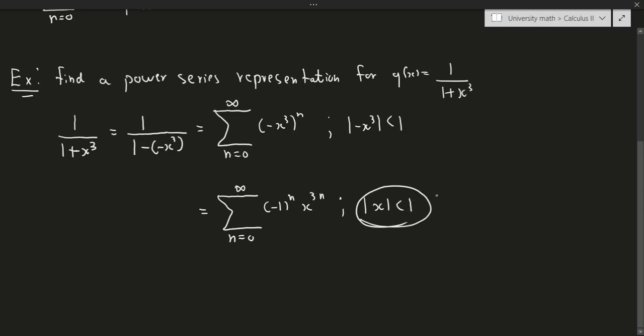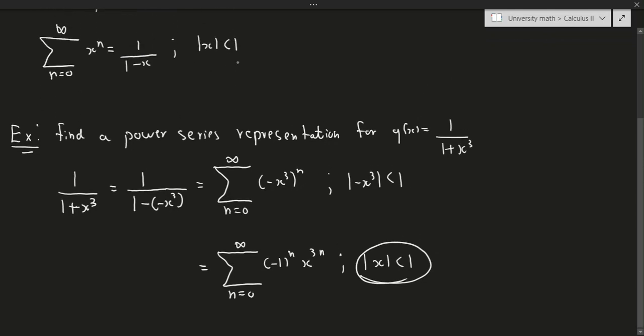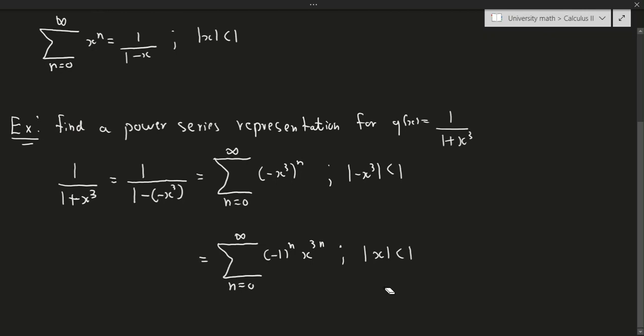This happens on occasion, but it's usually not the case that the interval of convergence will be the same as the original interval of convergence given by the fundamental power series. That doesn't usually happen, but it can happen on occasion.